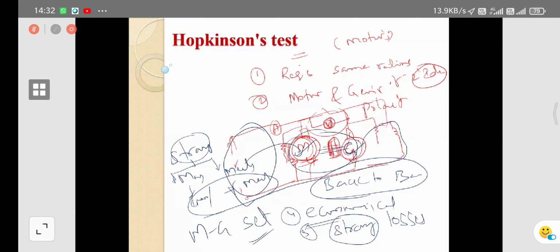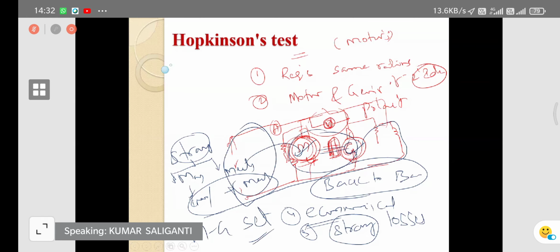Next, the stray losses are not equally divided. The stray losses are more in the motor due to the armature current IA, and there is less field current. So the effect of armature reaction is more on the weak field, and thereby the commutation is poor. These are the disadvantages of the Hopkinson test.